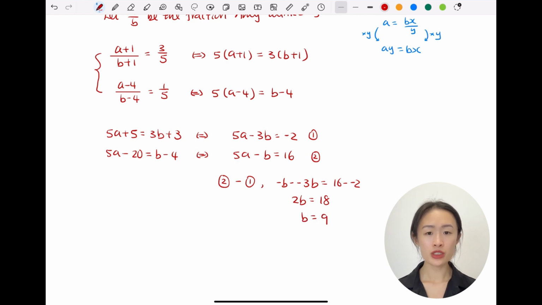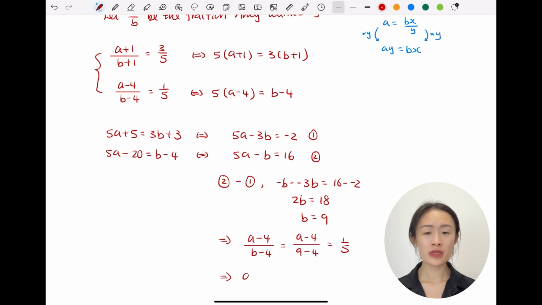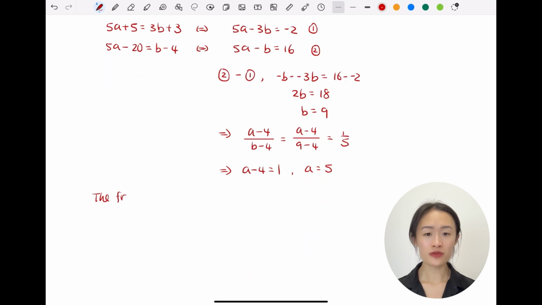There are many equations we can use to find a. A take away 4 over 9 take away 4 is 1 over 5. Then that means a take away 4 must be 1. A therefore is going to be 5. So the fraction that Amy thinks of is 5 over 9.